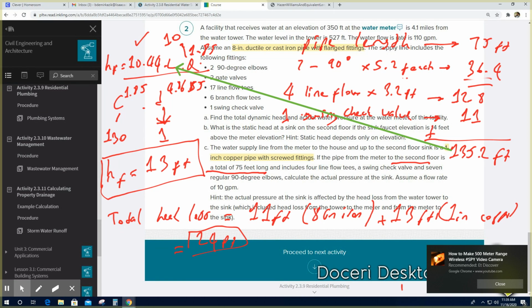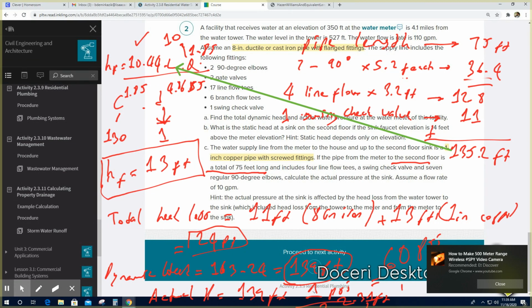How can we calculate the dynamic head? Remember, dynamic head equals static head minus head loss, which is 163. That's our new static head because we are on the second floor, minus 24, and the answer is going to be 139 feet. And how can we calculate the actual pressure? We just need to convert this value to PSI. Actual pressure is 139 feet times 1 PSI over 2.31 feet. The answer is going to be 60 PSI.